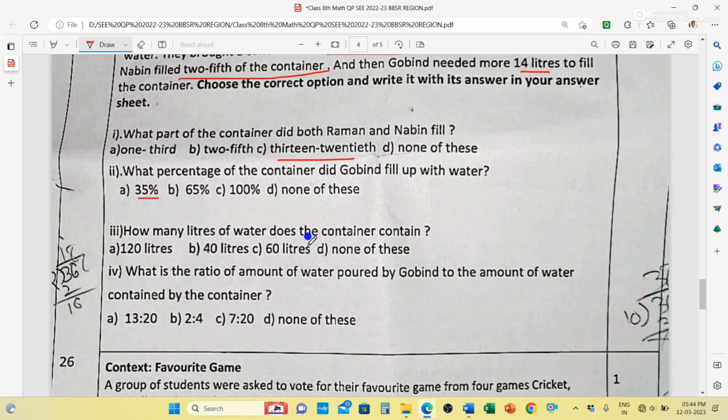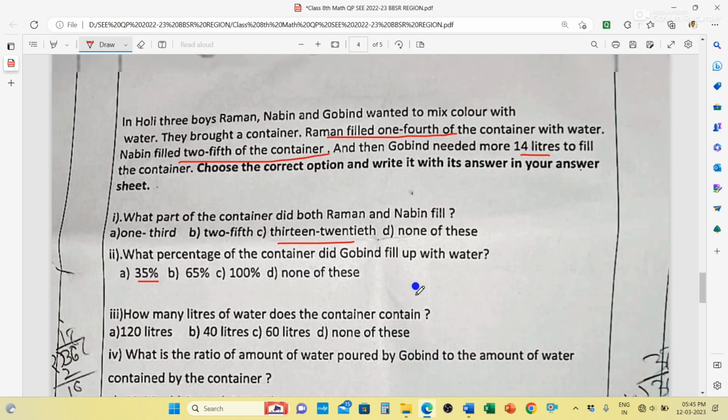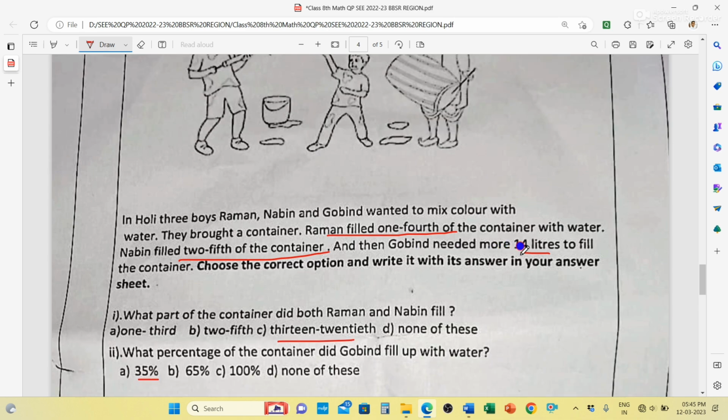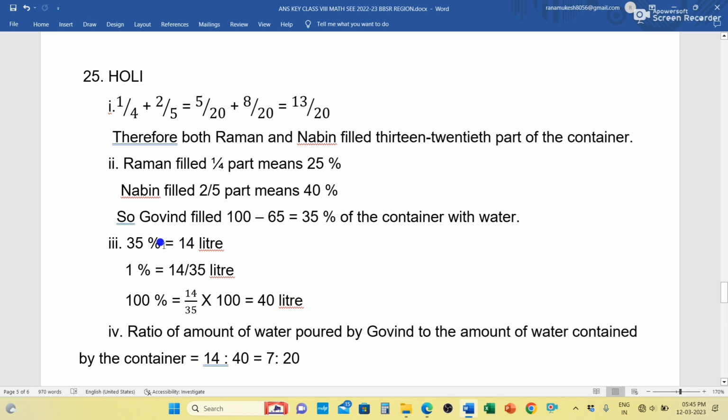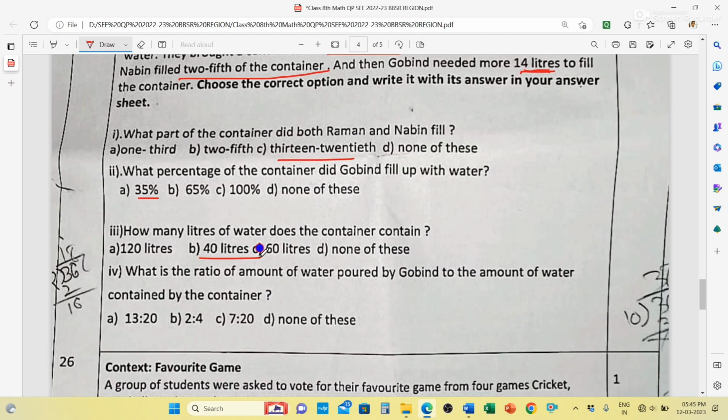How many liters of water does the container contain? 35% is equal to 14 liter, because Gobind filled 35% and the amount of water Gobind filled was 14 liter. That means 35% is equal to 14 liter. So 1% is equal to 14 by 35 liter. So 100% is equal to 14 by 35 into 100. It will give 40 liter. So the total water the container can hold equals 40 liter.